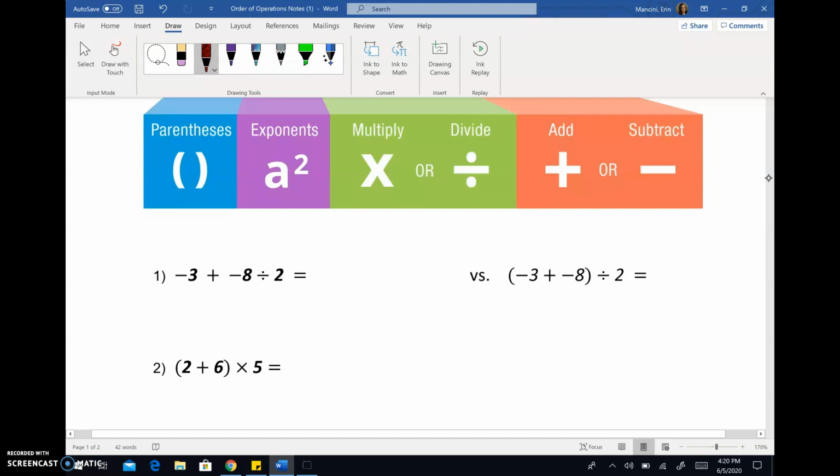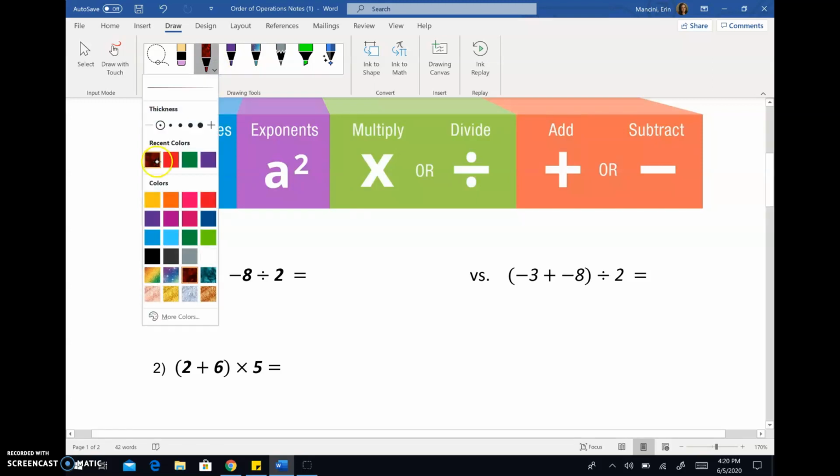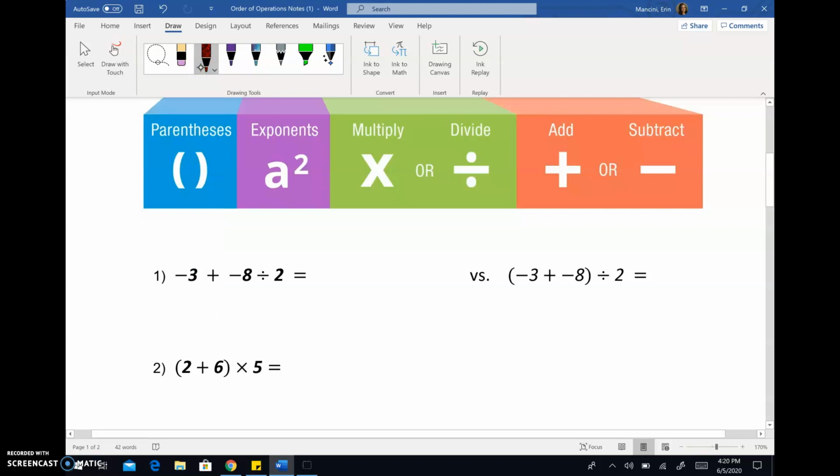Okay, number one, I wrote it in two different ways. One has parentheses, one doesn't, just to show you how you would complete these problems differently based on how they look. Parentheses just group things together, always. This is true whether it's an expression with just numbers, or whether there are variables and equations. All parentheses do is group things together.